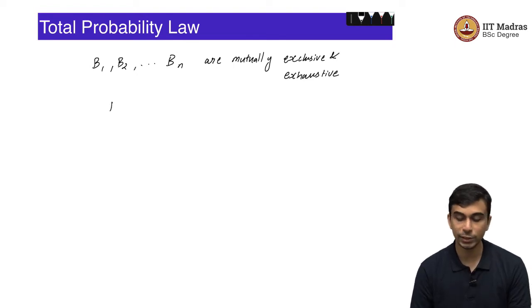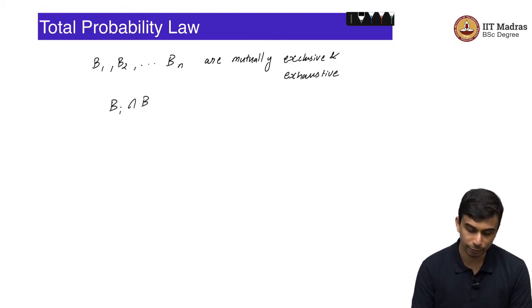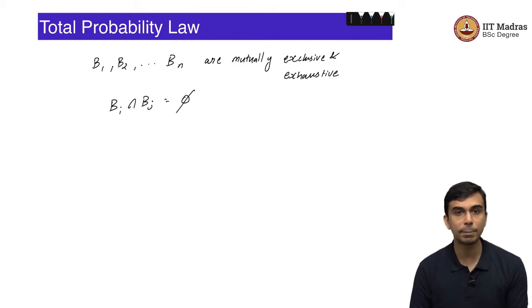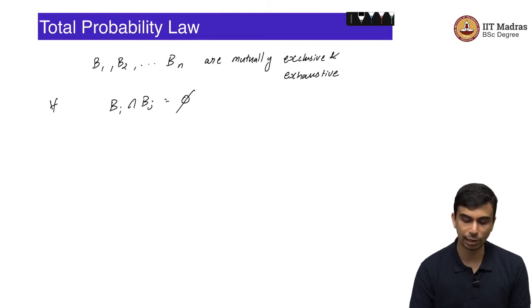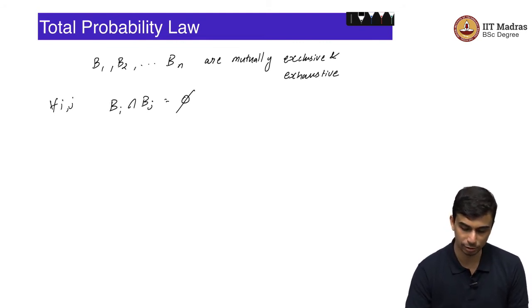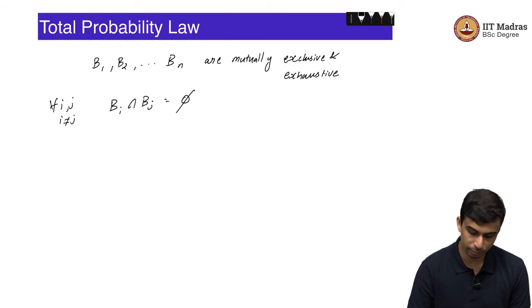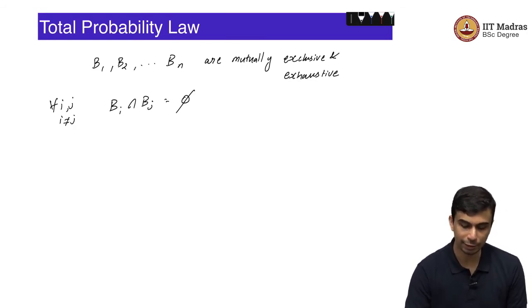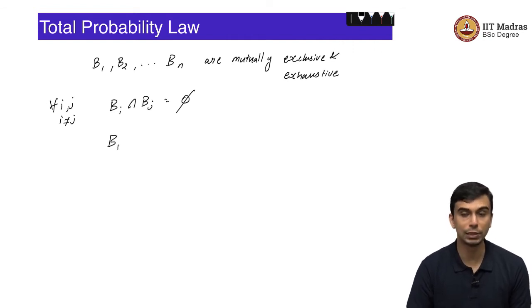So you have a collection of events that are mutually exclusive if Bi intersection Bj is equal to null, right. So you take any pair of events, the intersection is null. This is for all i, j, i not equal to j, obviously. This is the definition for mutually exclusive.